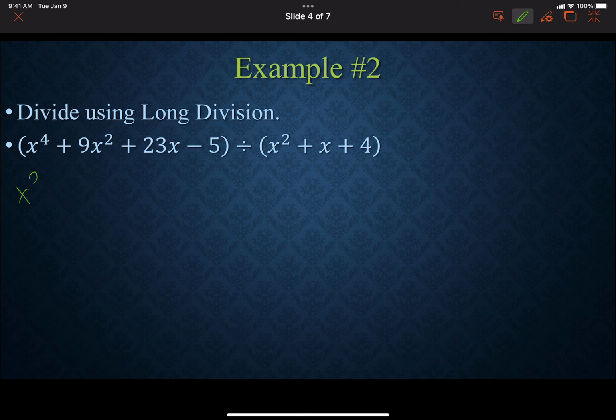So we'll set it up. And when setting this up, we're going to notice something interesting. There's no x cubed term in this expression. It goes from x to the fourth to x squared. Anything that's missing, we should put in a 0 term to represent a placeholder for it.